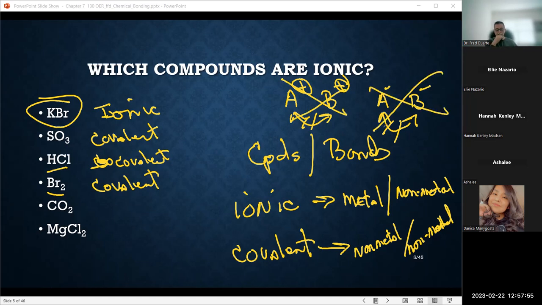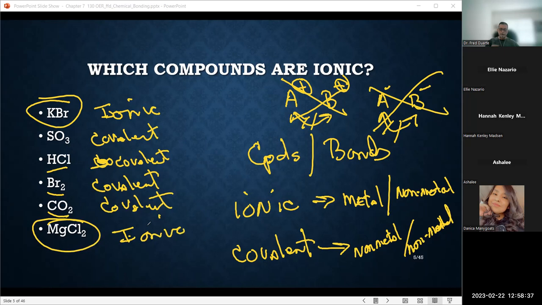And yes, there are examples of compounds beyond the scope of Chem 130 that involve multiple metals, but at our level it's always going to be a non-metal and non-metal, or metal and non-metal combination. So what about CO2? What do you guys think that is? Is that ionic or covalent? Covalent, exactly. And then the last one, ionic. So of all these, only two of them are considered ionic.